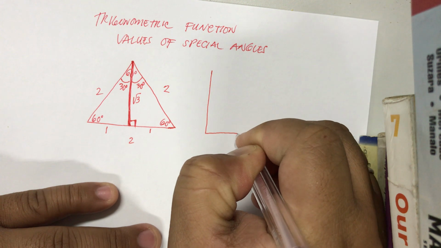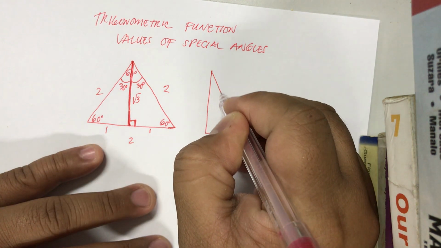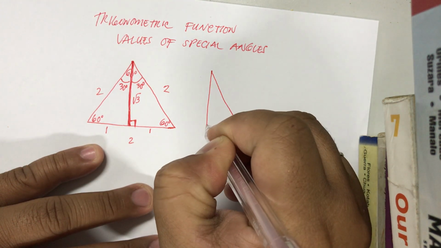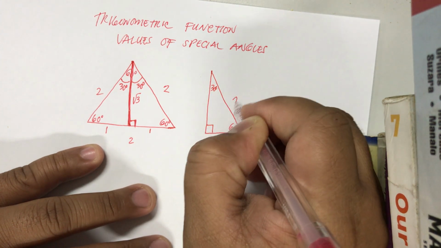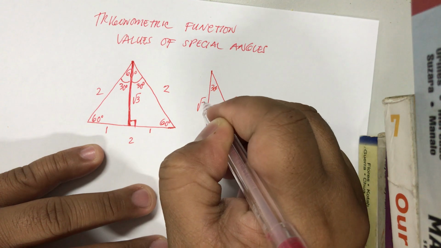Okay, rewriting the triangle para mas maklaro. Okay, this is 60 degrees, this is 30 degrees, 2, 1, square root of 3.